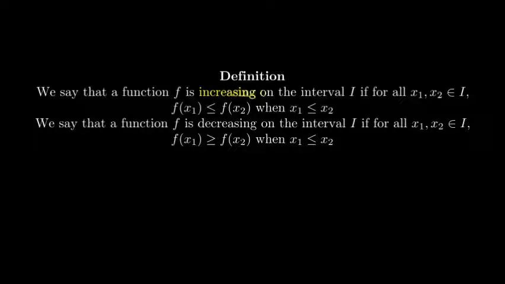We say that a function is increasing on some interval I if for each pair of values of its argument, the function with the greater argument is greater. Similarly, we say that a function is decreasing on some interval I if for each pair of values of its arguments, the value of the function with the greater argument is smaller.